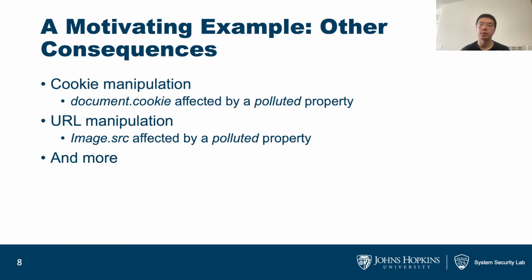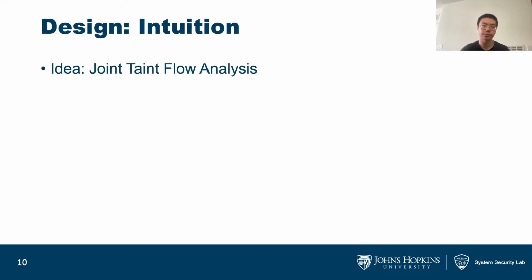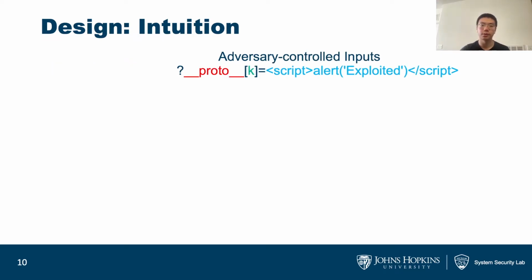The other one, URL manipulation, involves image.source, iframe.source, or script.source affected by a polluted property similarly. After that, we talk about our design of Proto in order to detect prototype pollution vulnerabilities and its further consequences. The intuitive idea is to utilize joint taint flow analysis.